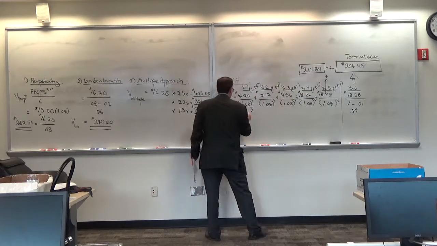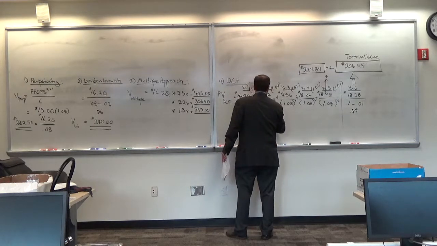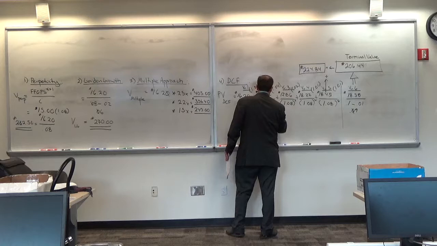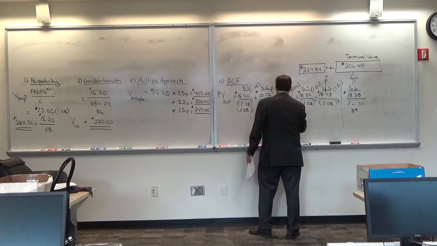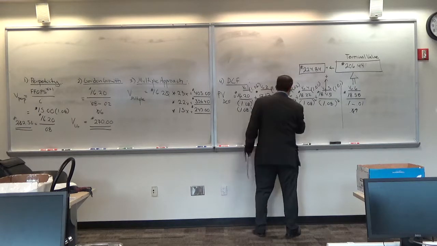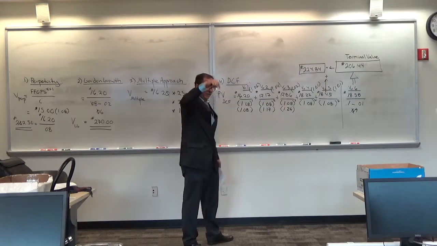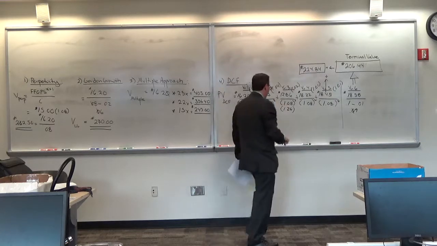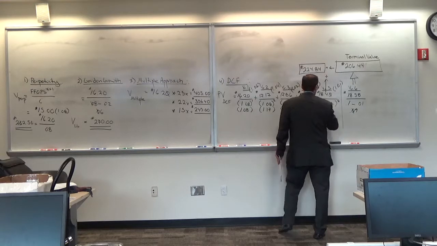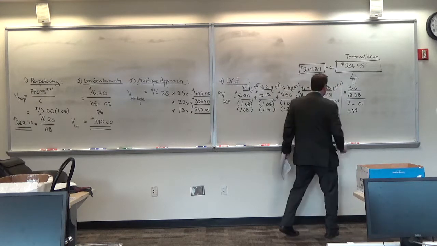And what's 1.08 to the one? 1.08. What's 1.08 squared? 1.17. Got it. What's 1.08 cubed? 1.26. Okay. You guys have to be calculating this stuff on your calculators. What's 1.08 to the fourth power? 1.36. And what's 1.08 to the fifth? 1.47.